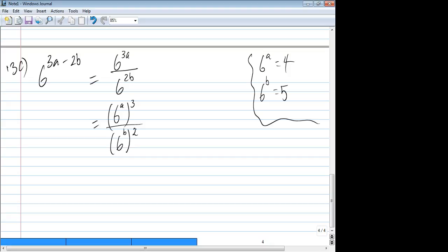Okay, so given in the question, what was 6 to the power of A? That's 4, right? So this is equal to 4 to the power of 3 divided by 6 to the power of B, which is 5, so divided by 5 squared. And this gives me 64 over 25.